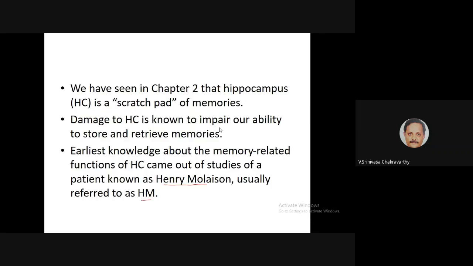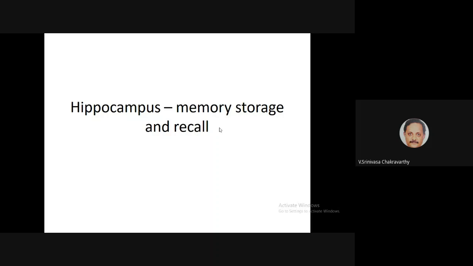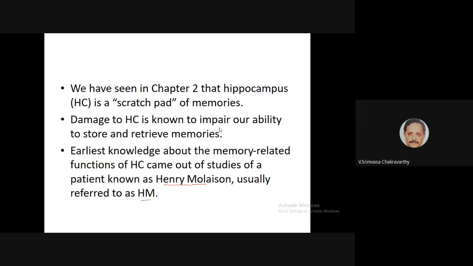So this is from a book called Gateway to Memory by Gluck and Myers. I'll give the reference towards the end of the talk. Hippocampus is called the scratchpad of memory, in the sense that when you want to store something, you temporarily write it on a scratchpad, and then later you make a fair copy in a bigger notebook. So hippocampus is like that scratchpad.